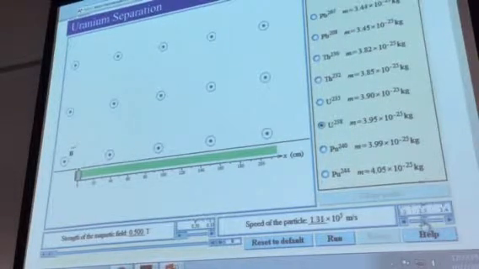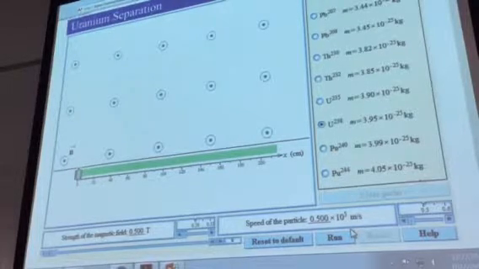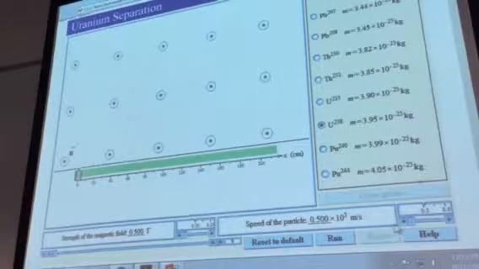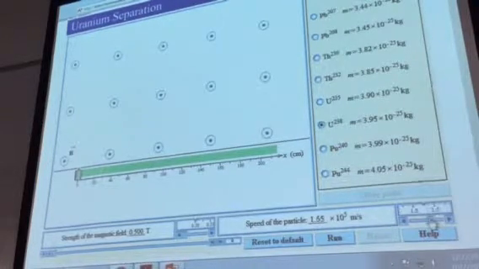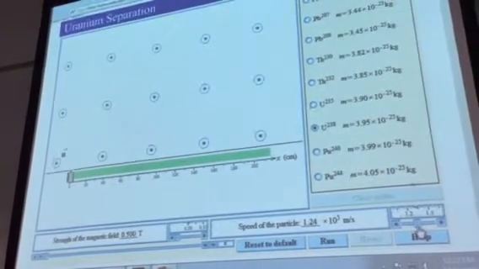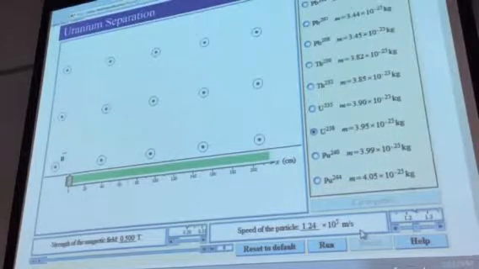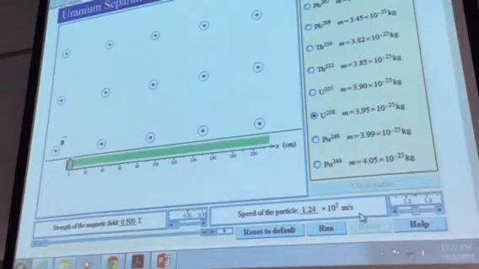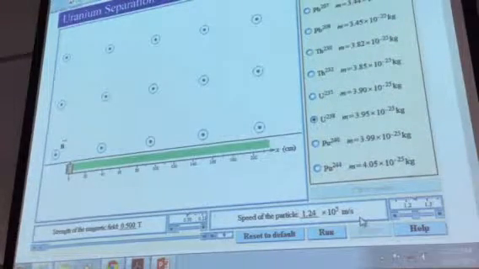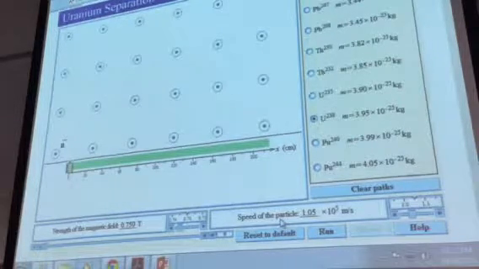Now, what parameter? There's a rhetorical question, or you could answer it right out of your mouth right now if you like. You get to adjust the velocity or speed of the particle. Now, how do you do that realistically with an actual physical mass spectrometer? There's a parameter that you can adjust that will alter the velocity of the particle, the ion that's being analyzed.